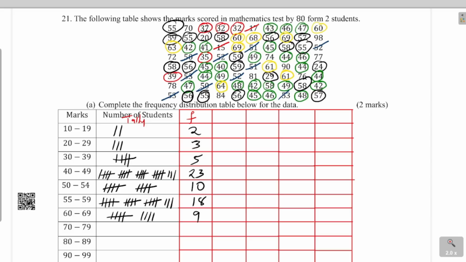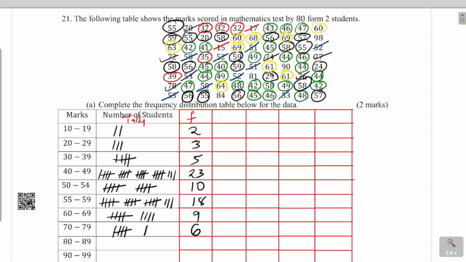70 to 79. They are now reducing. We have 1. We have 2. We have 3. We have 4. We have 5. We have 6. There are 6. So those ones are 6. 1, 2, 3, 4, 5, then 1.